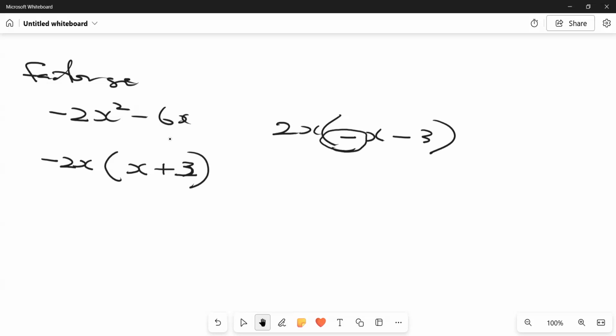And that is why mathematicians say, look, to make this thing look better, we're going to take out a minus 2 rather than just 2. Clear? Yes, sir. Follow me?